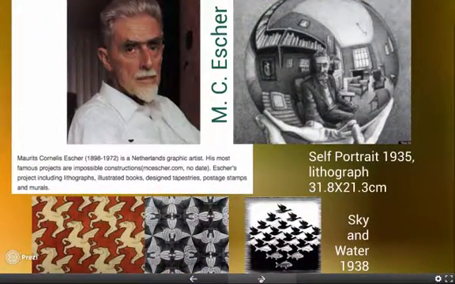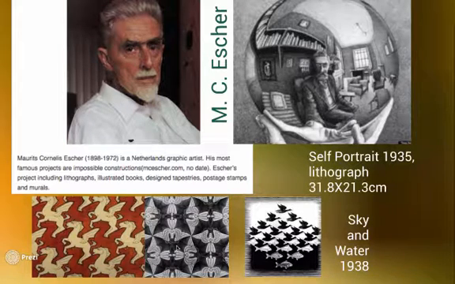Alright, now we've seen these two pictures already. Now, this is probably the most prolific tessellation maker we know. His name is M.C. Escher. Maurits Cornelis Escher, born 1898, died 1972. This guy's from the Netherlands. He's a graphic artist. He did a lot of famous projects.